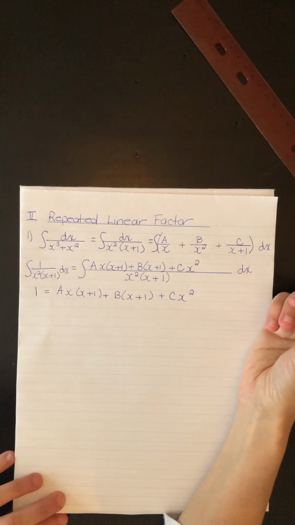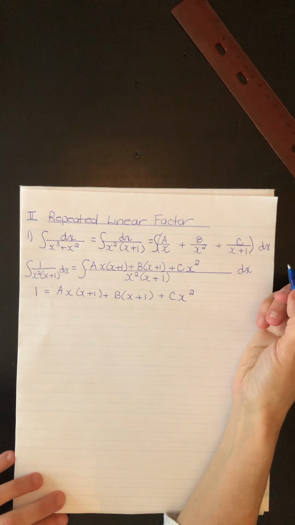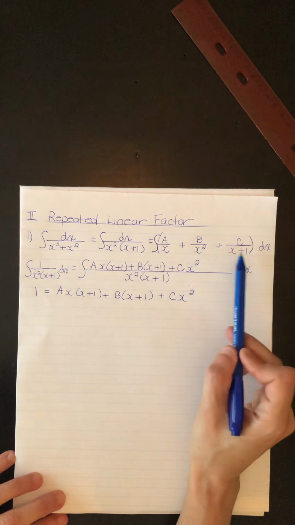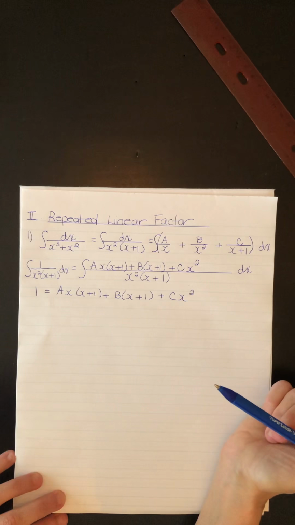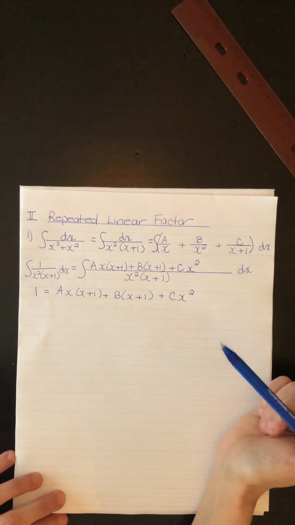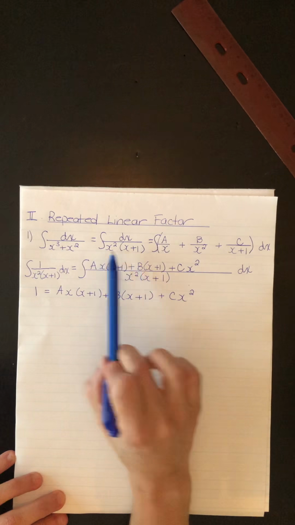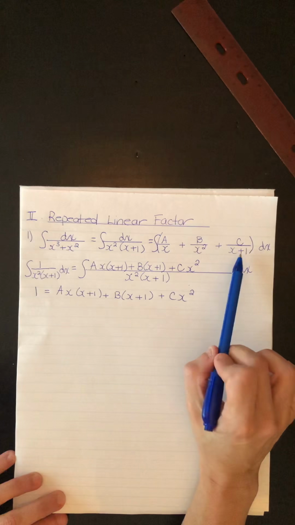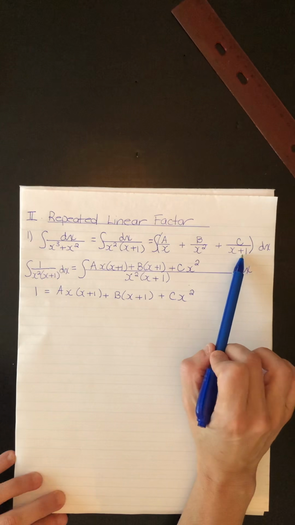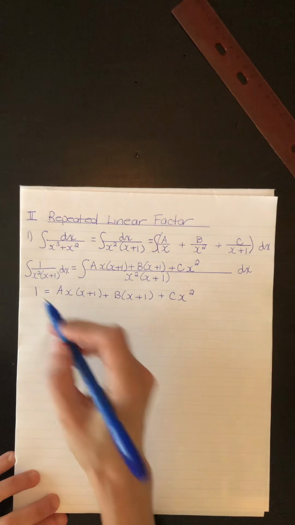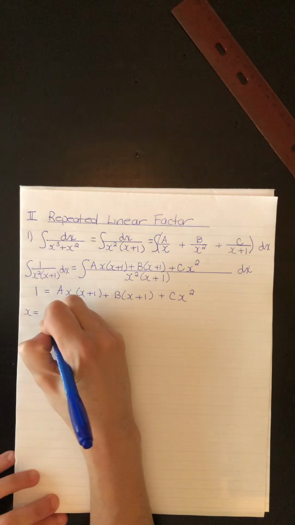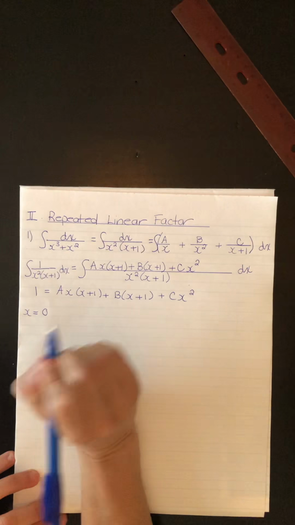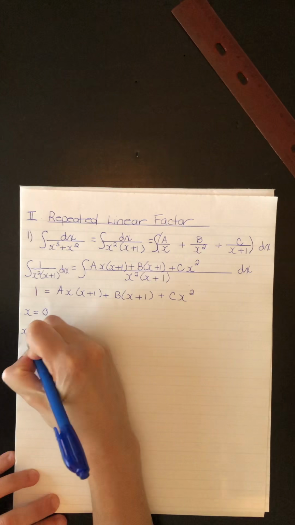We now write down what our roots would be. So what values of x would make these denominators equal to 0? Well, 0, right, would make these denominators equal to 0, and -1. And now you see the big difference between this method and the method of unique linear factors that we looked at last day.